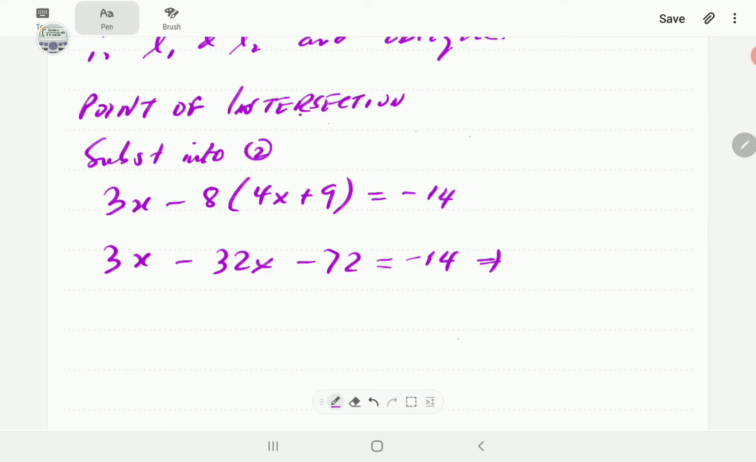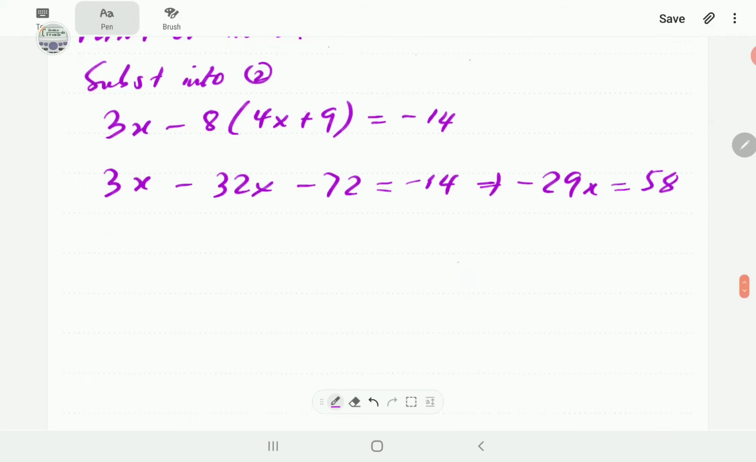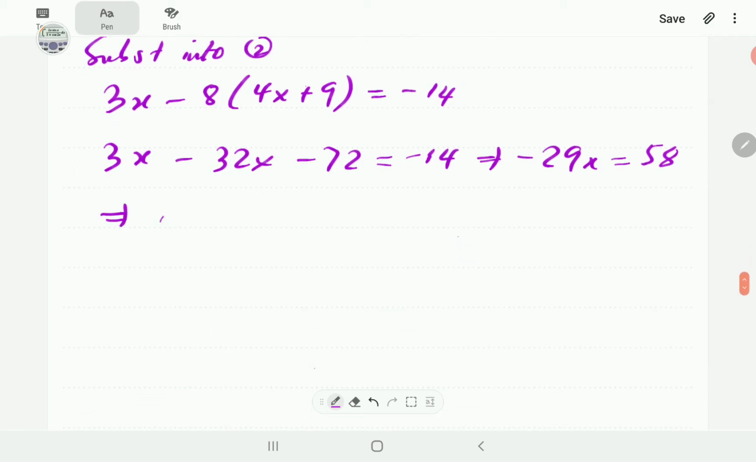3x minus 32x is negative 29x. If you take the 72 to the other side, it's going to be 72 minus 14, which is going to be 58. So what this is telling us is that x is going to be negative 2.